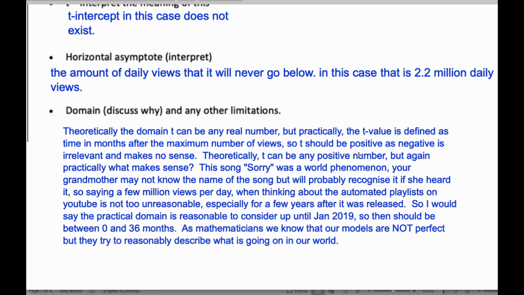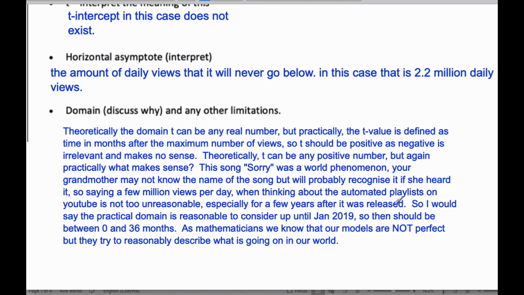Theoretically, though, t can be any positive number, but again, practically it makes no sense. This song, Sorry, was a world phenomenon. Your grandmother may not know the name of the song, but will probably recognize it if she heard it. So saying 1 million views per day when thinking about the automatic playlist on YouTube is not unrealistic or unreasonable, especially for a few years after it was released. So I would say the practical domain is reasonable to consider up until January 2019.